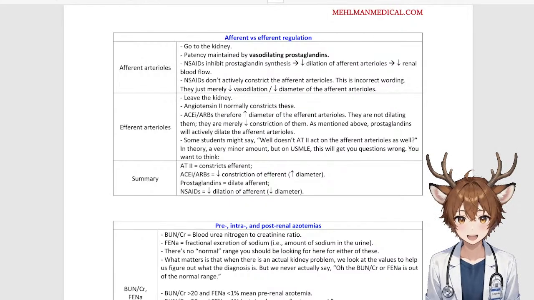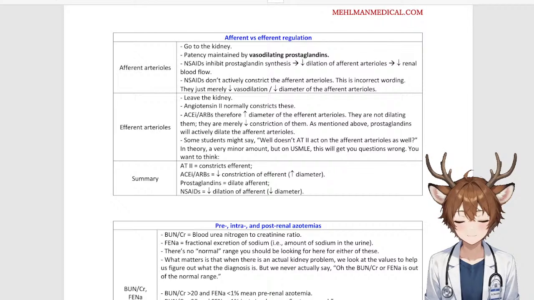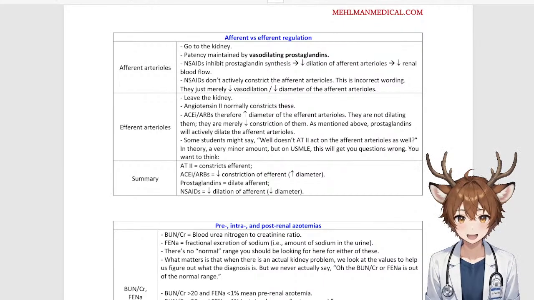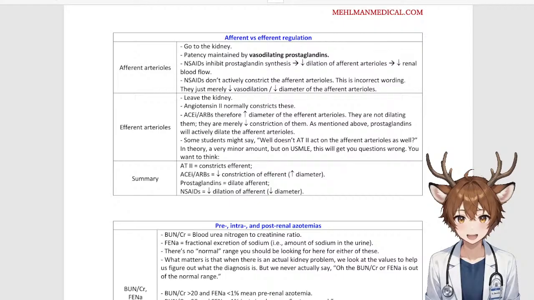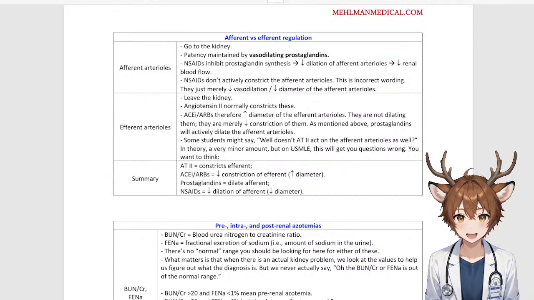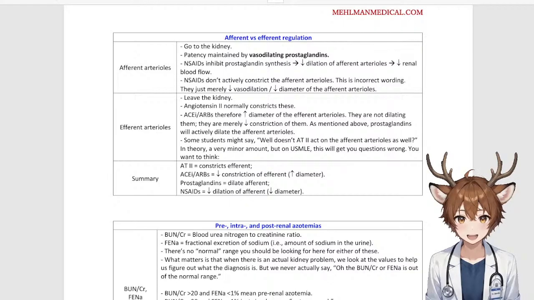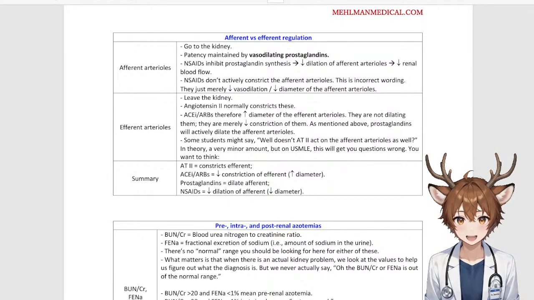Prostaglandins actively dilate afferent. And NSAIDs functionally constrict the afferent, decreasing the diameter. So, NSAIDs: functional constriction of the afferent arteriole. ACE inhibitors: functional dilation of the efferent arteriole. Prostaglandins: active dilation of the afferent arteriole. And angiotensin II directly constricts the efferent arteriole.